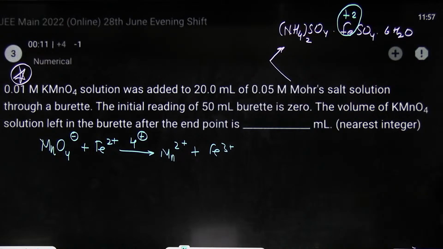Now using this reaction, we will try to find out what is required and what formula needs to be applied. Just allow me a second.